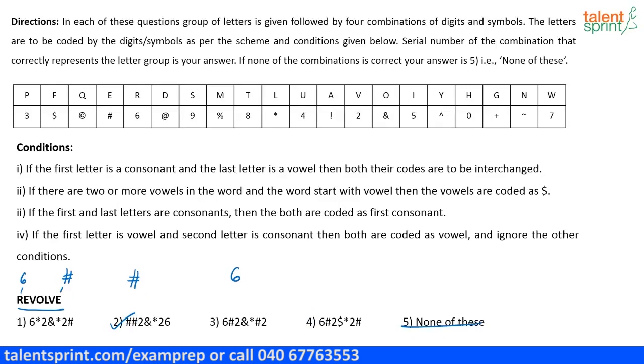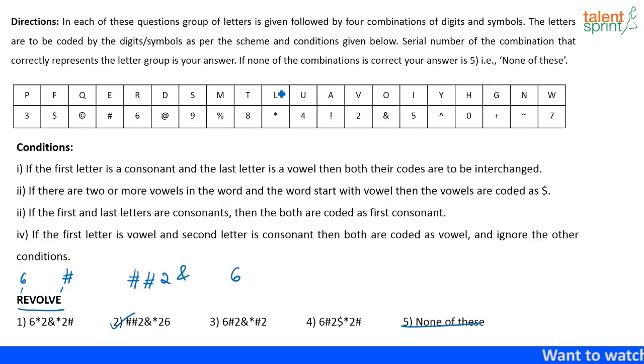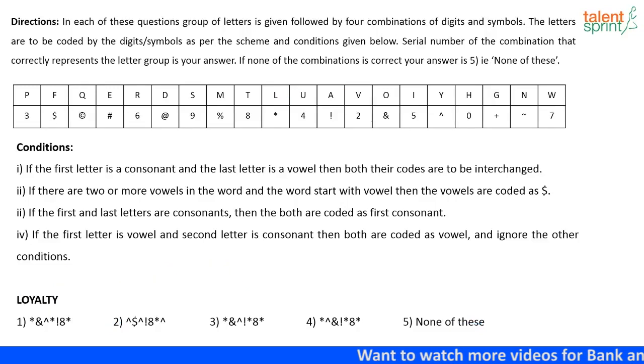Since there is an option none of these, you can find out the codes for the other letters also to verify your answer. See, what is the code for E? The code for E is again hash. The code for V is 2. The code for O is and. The code for L is star. Again, the code for V is 2. So your answer is option 2. Very easy question, mark scoring 1.